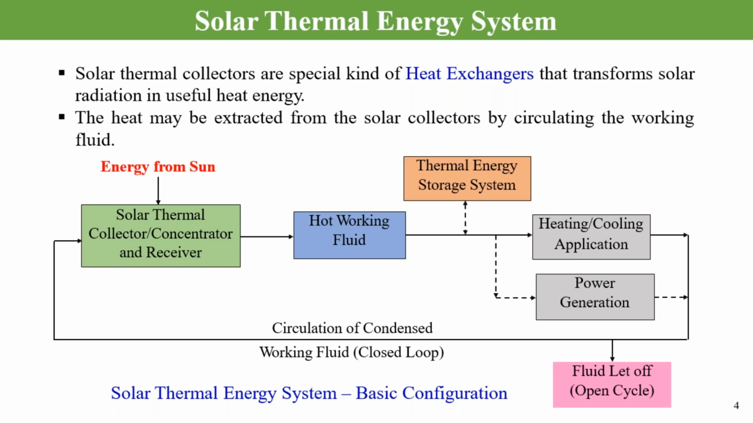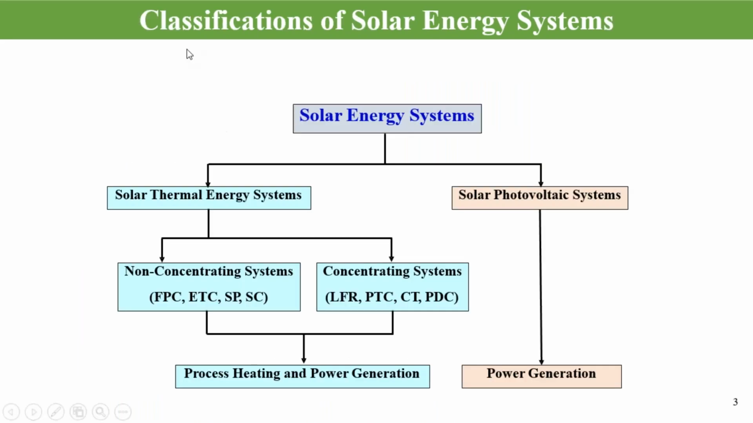Now I'm coming to the next slide. Again, coming to the classification of solar energy systems. Now, how are they classified? As I have already told, solar energy systems are divided into two categories. First one is solar thermal energy, and second one is solar photovoltaic. From the schematic diagram, the solar thermal energy system is again divided into two subsystems: first one is the non-concentrating system, and second one is the concentrating system.